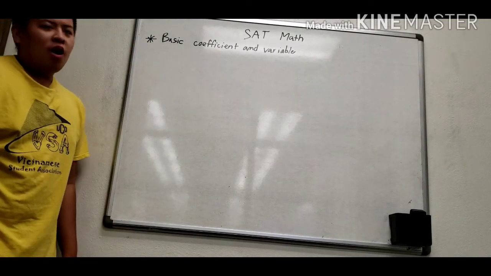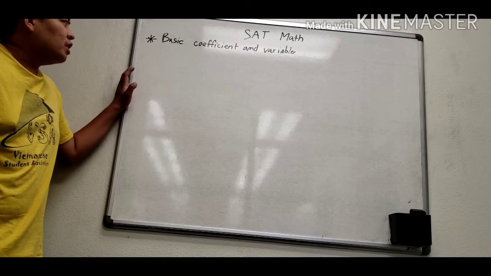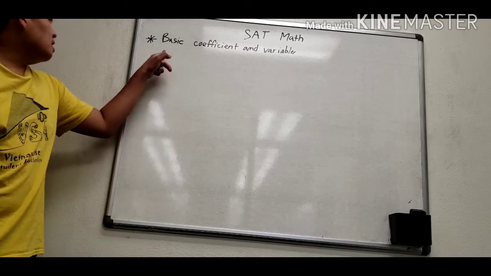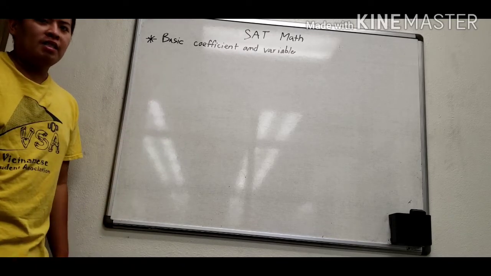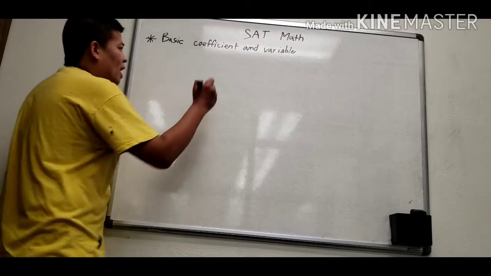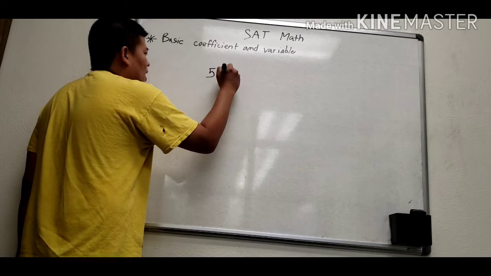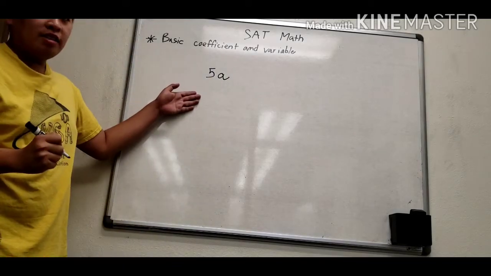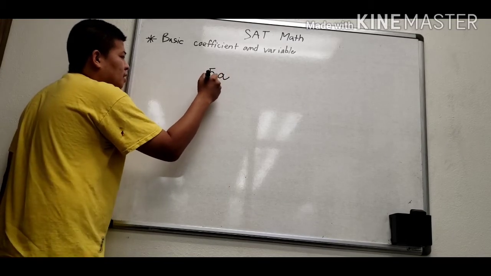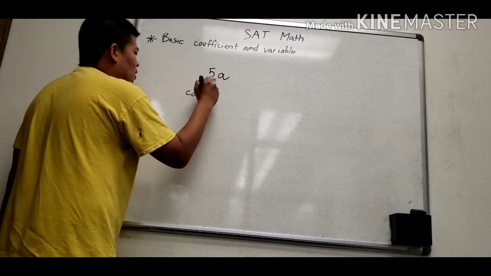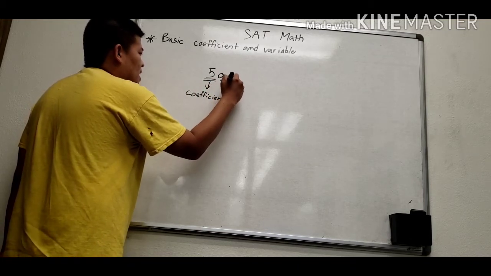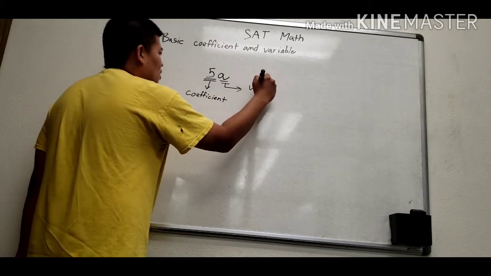First, I will talk about basic coefficients and variables, because on the SAT maths this is the simplest thing on the test, and I will show you how to do it. For example, we have 5a. This is a simple expression, and the number 5 here is called the coefficient. The letter a here is called the variable.